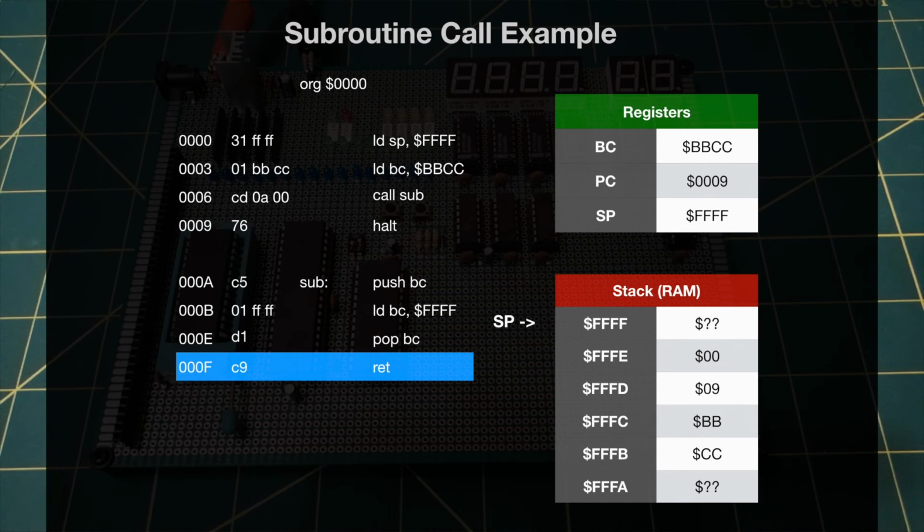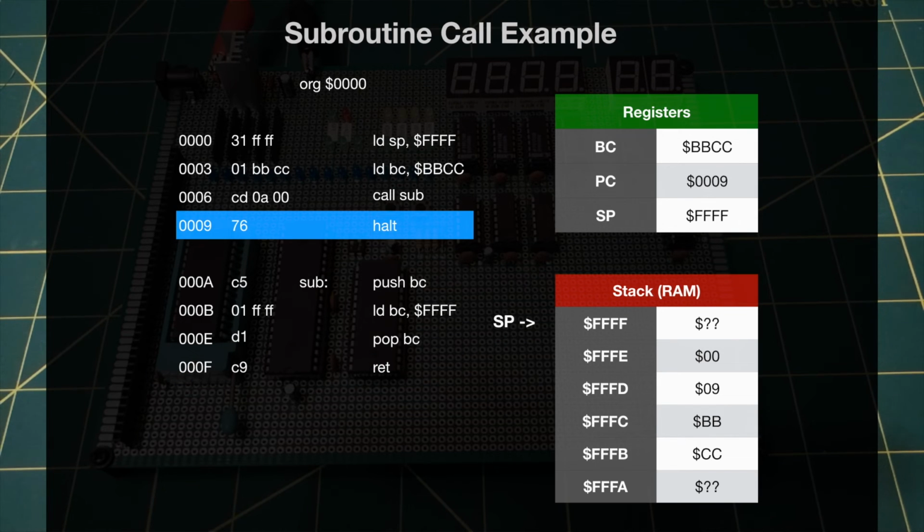So return is effectively the equivalent instruction as pop PC, pop program counter, but it's just written as return because it makes more sense to us reading the program, making sense of what the program is doing. But it's really just a pop PC. So the return address is now loaded into register PC, and PC always points to the next instruction to be executed. So the next instruction to be executed is indeed the instruction immediately after the subroutine call. So we've successfully completed our subroutine call.